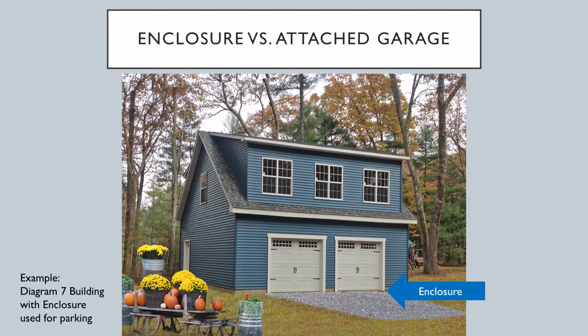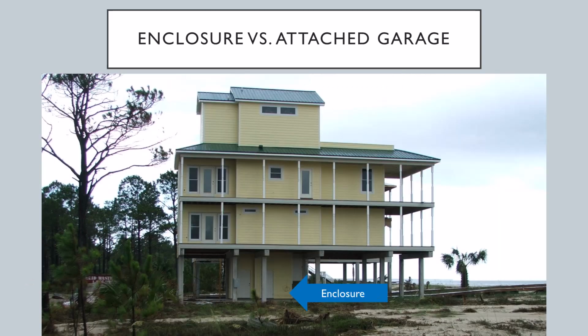This is a diagram 7 building. In this picture, although the use of the area under the elevated floor is a garage, it is considered an enclosure because it is an elevated building. Likewise, in this diagram 6 building, the area below the elevated living floor is used for storage or access to the building, and it's an enclosure. An area is only considered an attached garage when it is used as a garage and it's attached to a non-elevated building, a diagram 1A, 1B, 2A, 2B, 3, or 4.